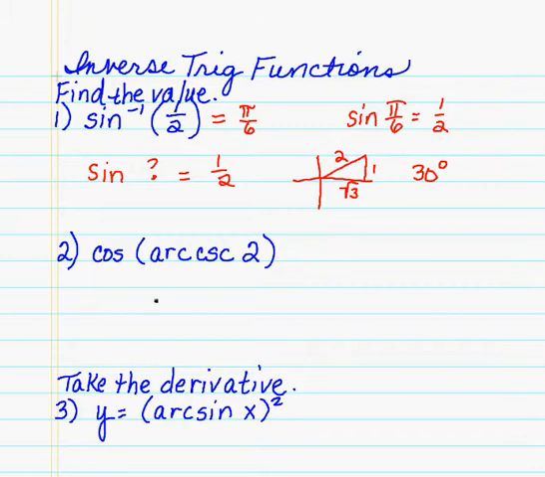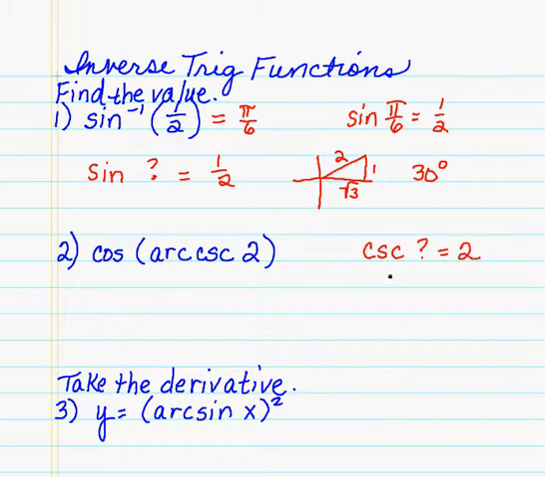Let's take a look at number 2. We'll work inside the parentheses first. The arc cosecant of 2. Remember, arc is just another way to say inverse cosecant. So what we're saying here is the cosecant of something equals 2.